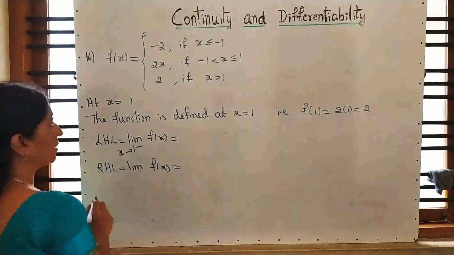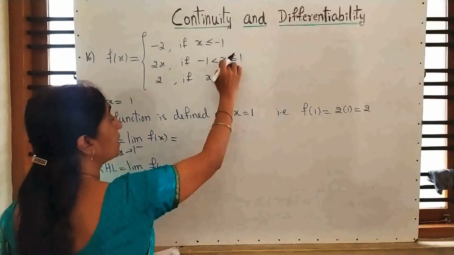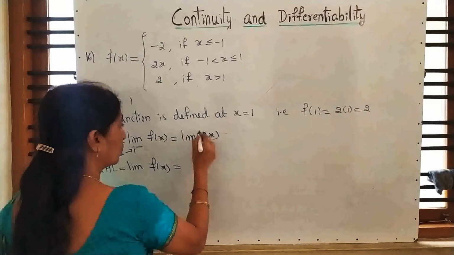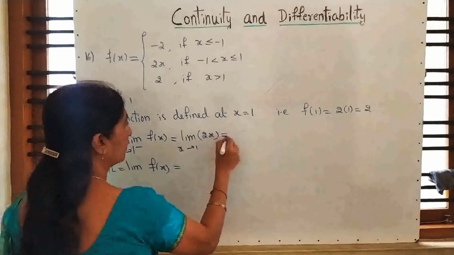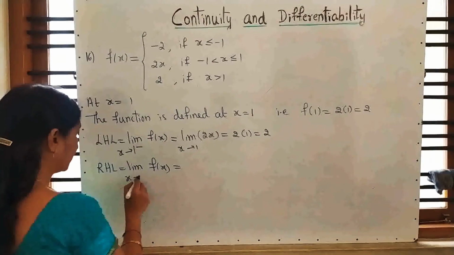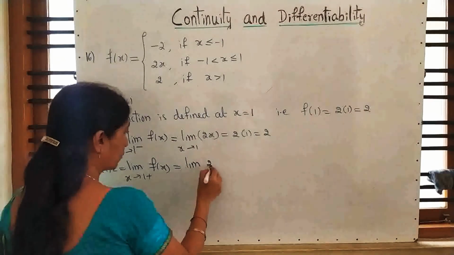Next. See, what is the left hand limit? It is 1 minus. Where x is less than 1, it may be equal, but it is less than 1, is present in the second expression. 2x as x tends to 1. And right hand limit, where it is greater than 1? In the third expression.